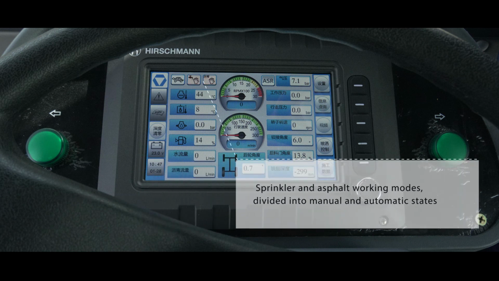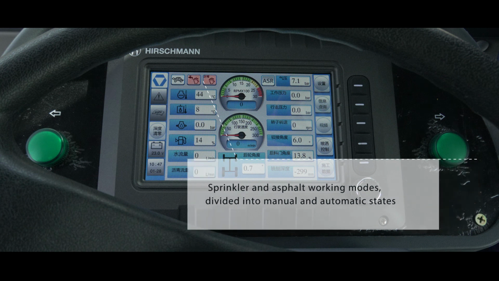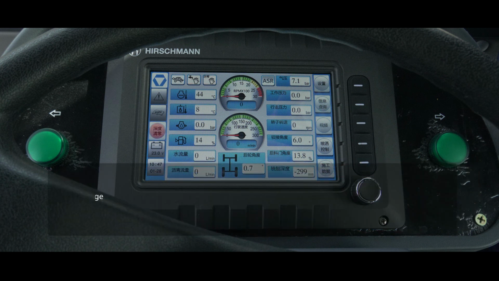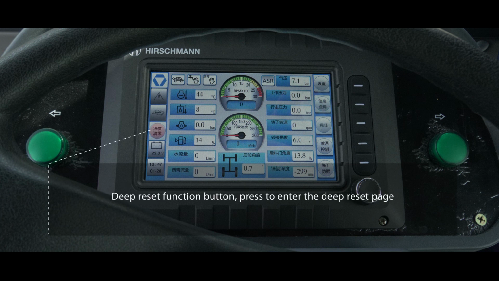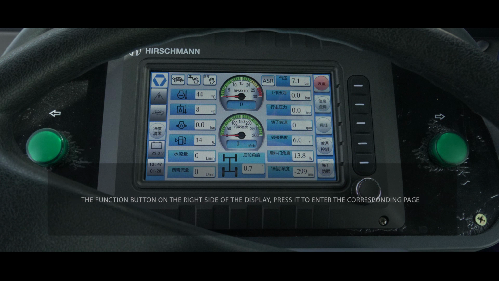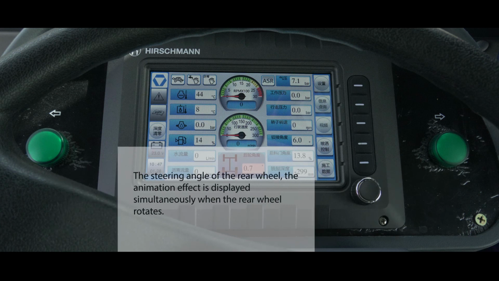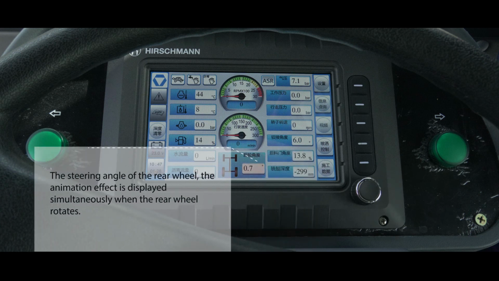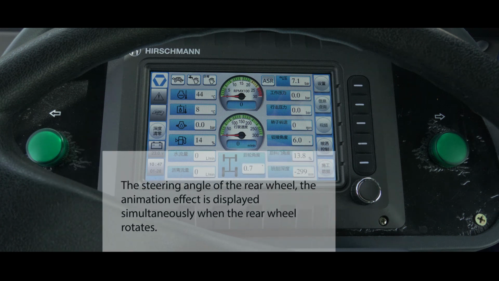Sprinkler and asphalt working modes, divided into manual and automatic states. D preset function button. Press to enter the D preset page. The function button on the right side of the display. Press it to enter the corresponding page. The steering angle of the rear wheel. The animation effect is displayed simultaneously when the rear wheel rotates. Other icons are used for general information display.